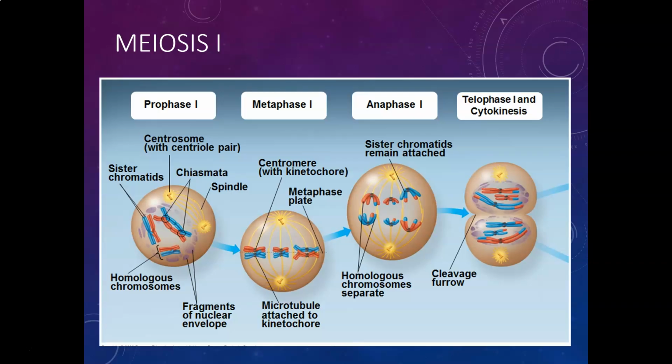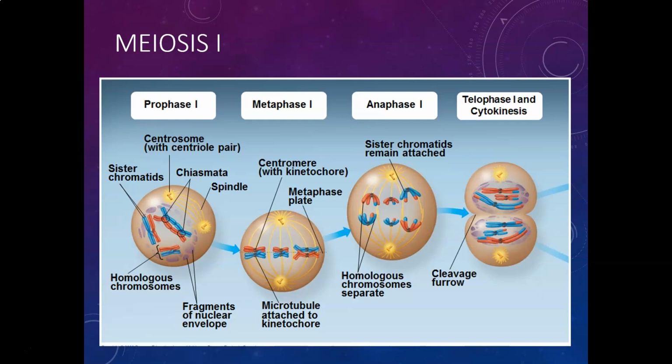We get to metaphase 1, and now the spindle fibers are all attached to those kinetochores. Everything is lining up at the metaphase plate. The centrioles are at the poles, ready to pull these guys apart. Big difference here, though, is we're going to pull apart the homologous chromosomes. The sister chromatids are still going to stay attached here. And metaphase 1 is also where we're going to talk about independent assortment. So the way that those homologous chromosomes line up in terms of maternal information versus paternal information is completely independent from one homologous pair to the next.